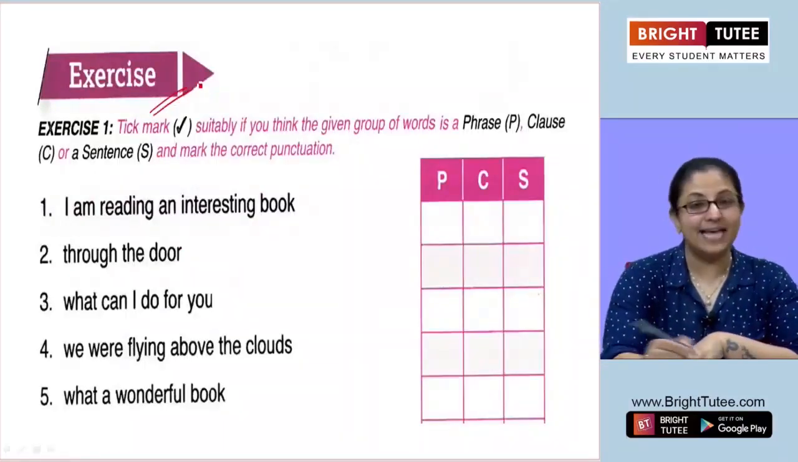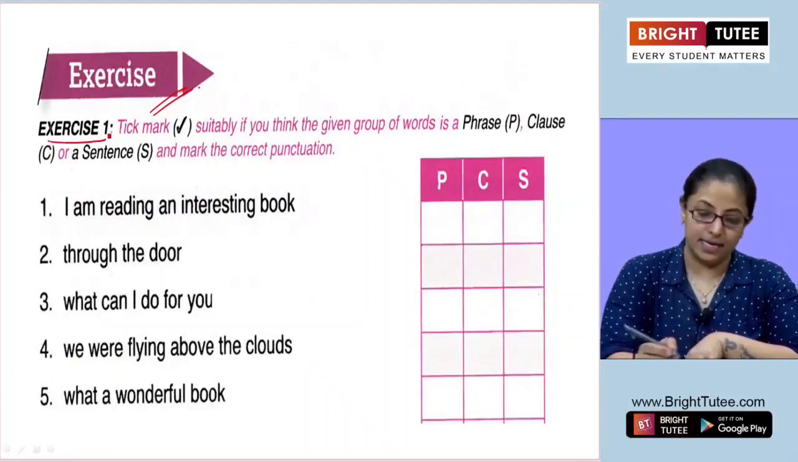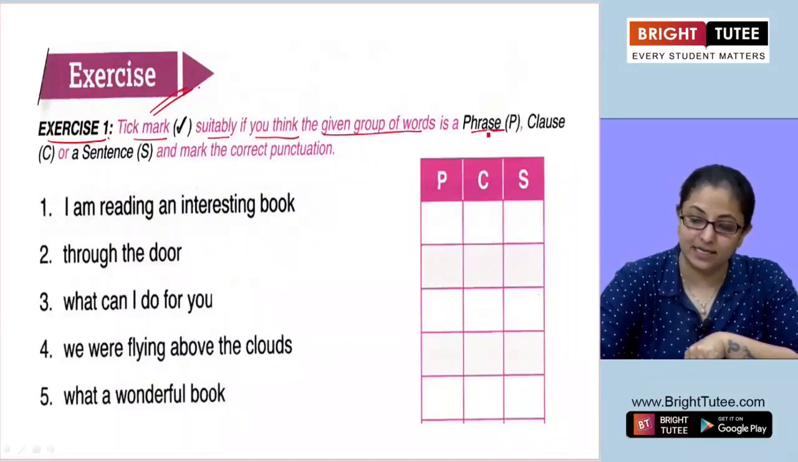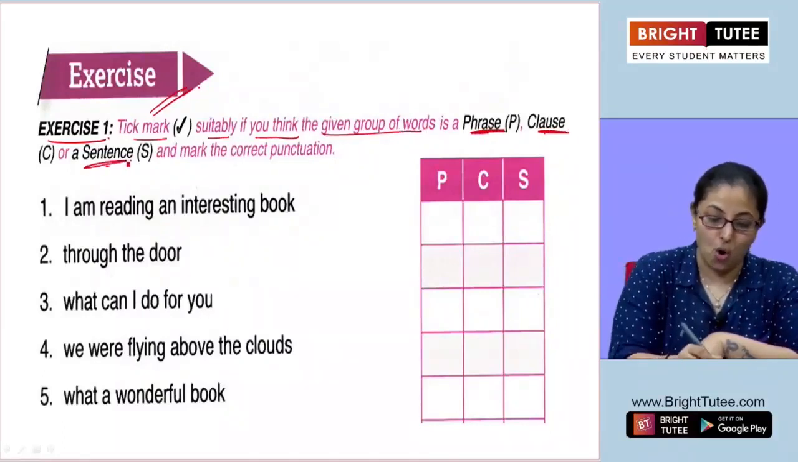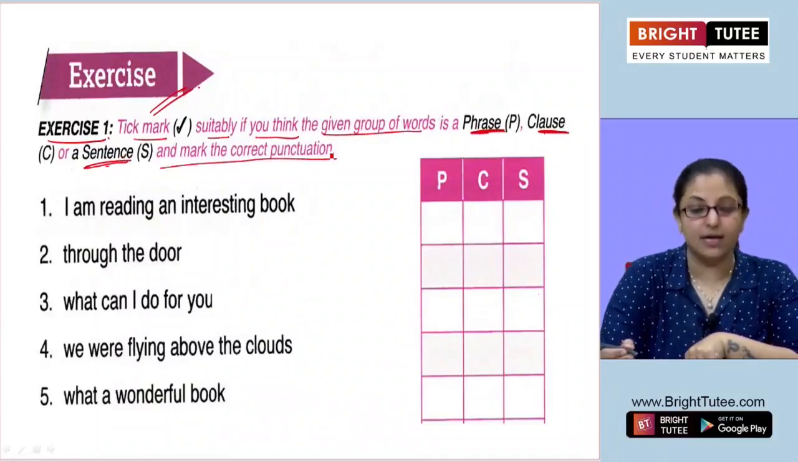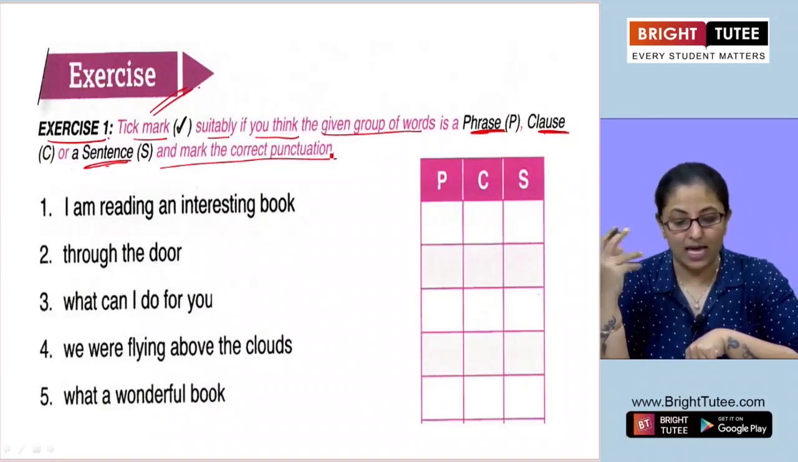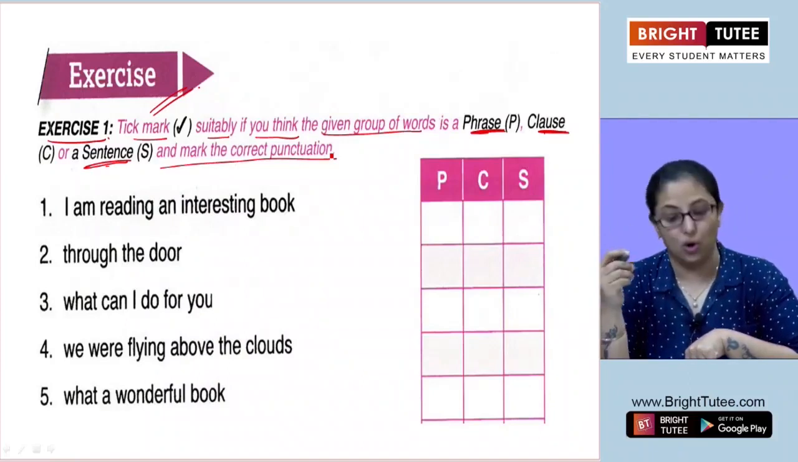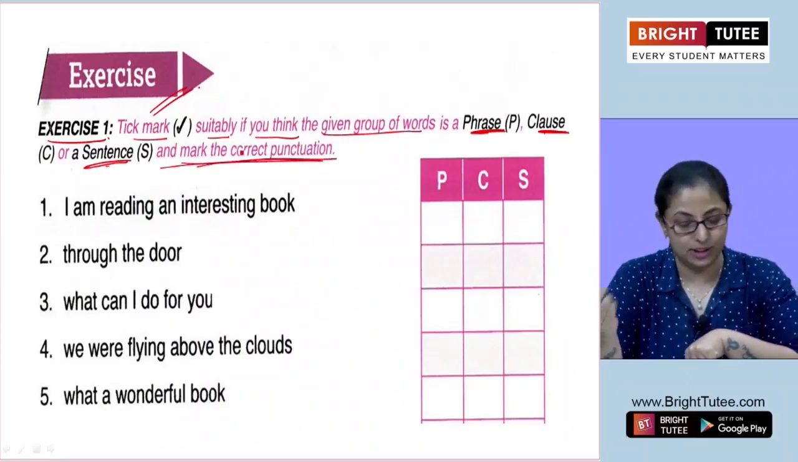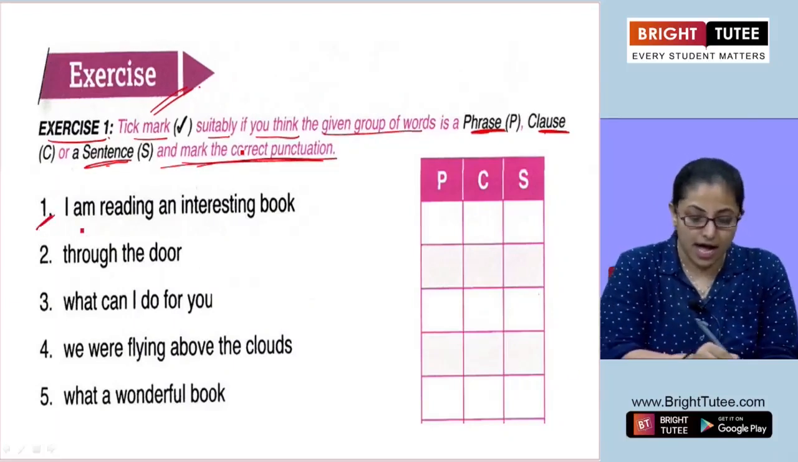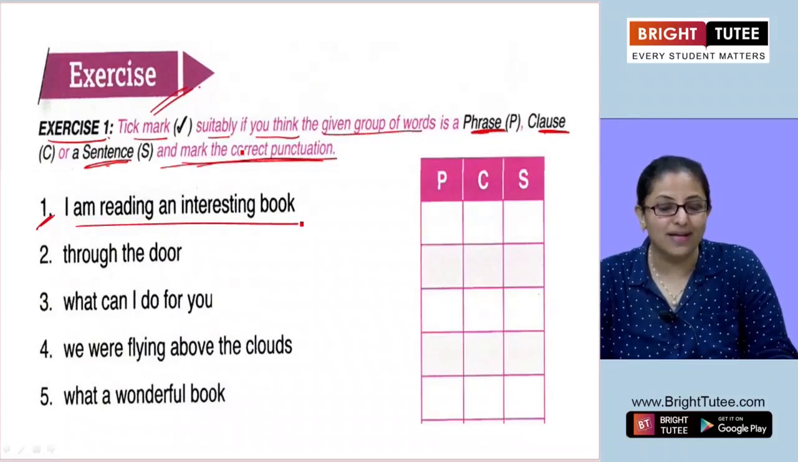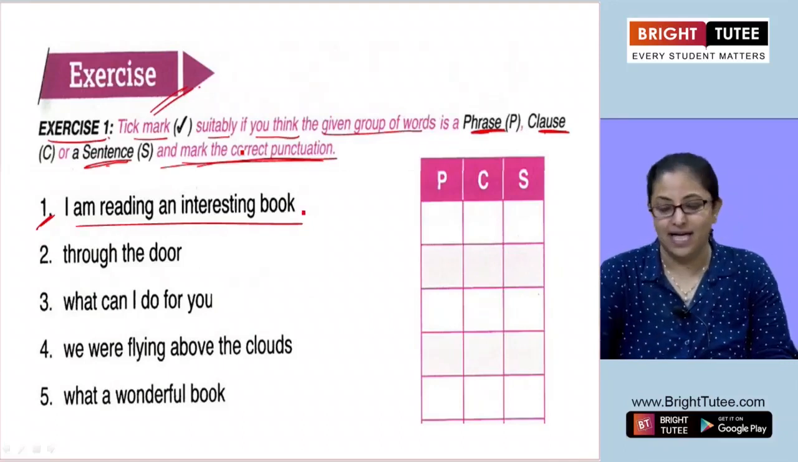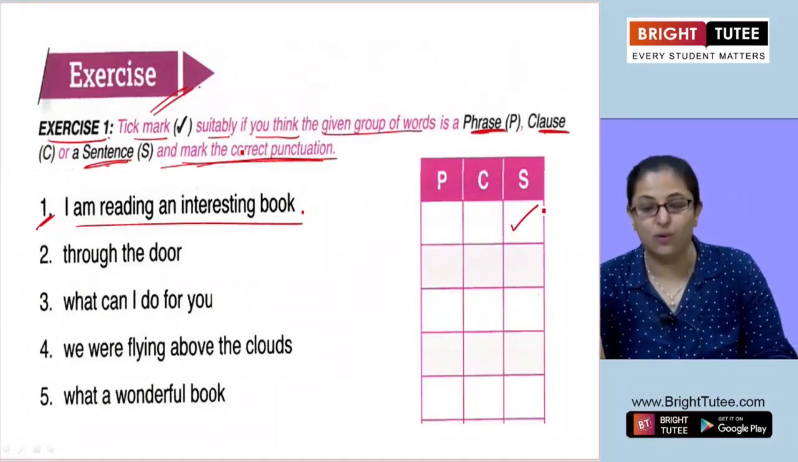Now, coming to the exercise part. Exercise 1. Tick mark suitably if you think the given group of words is a phrase, clause, or a sentence, and mark the correct punctuation. Now here we have to tell whether it is a phrase, a sentence, or a clause, and mark the correct punctuation. First, I am reading an interesting book. Now this is a sentence. We'll put a full stop here and we'll put a tick mark in the sentence column.